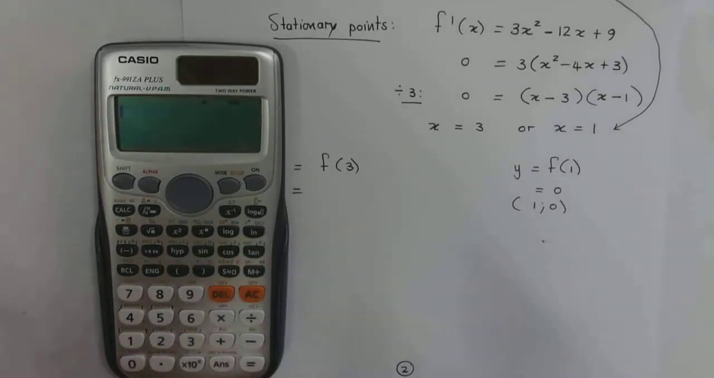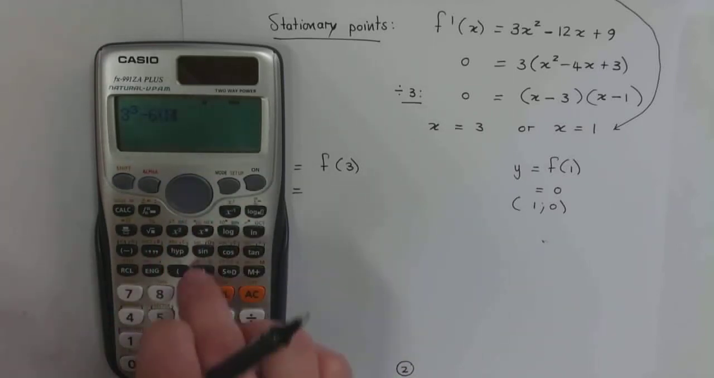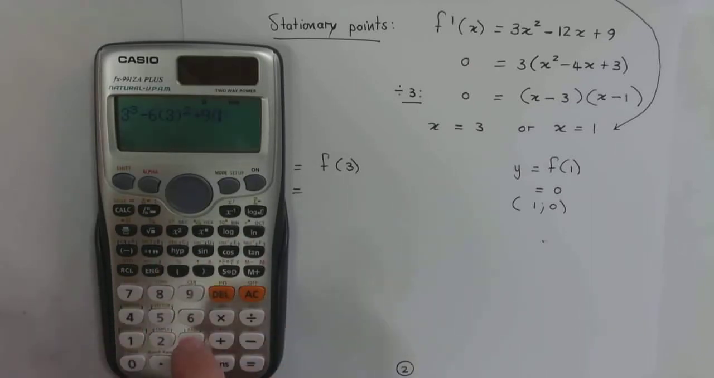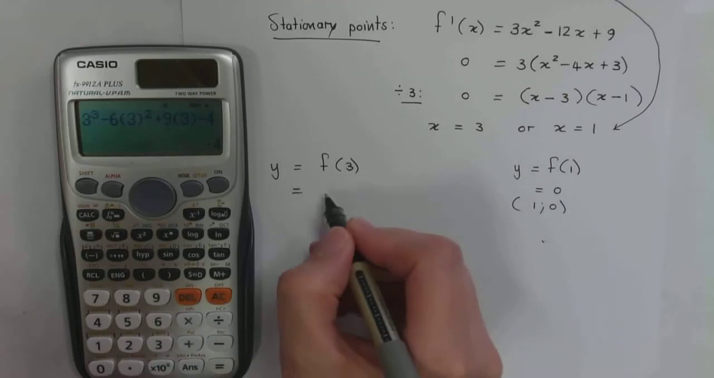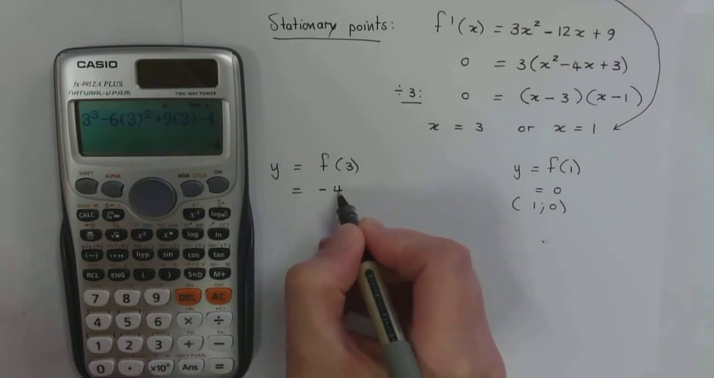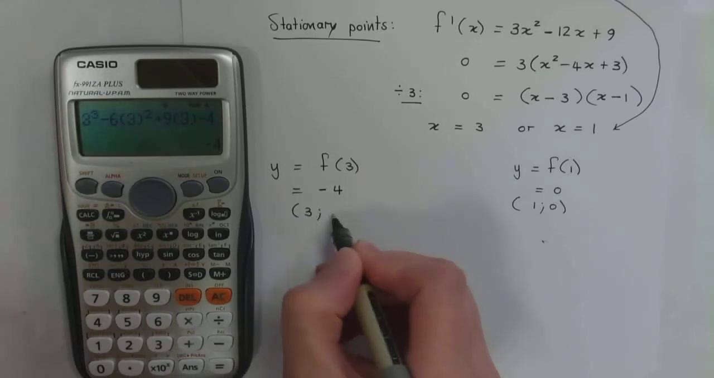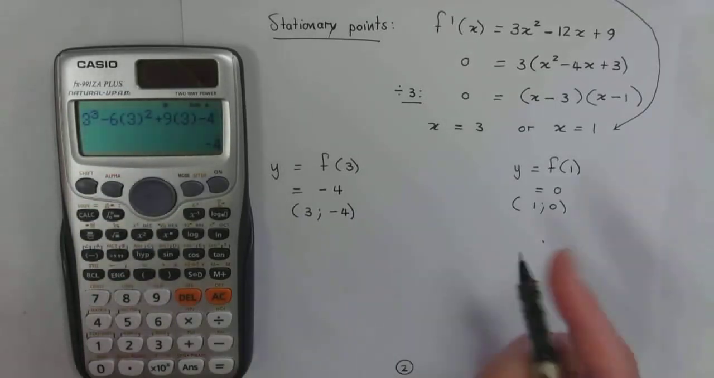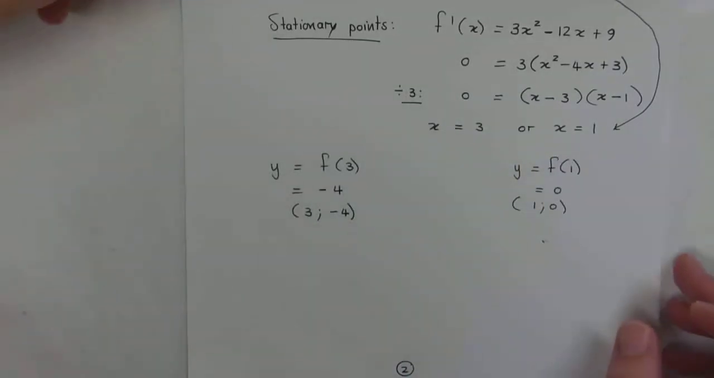So I'm going to sub in 3, and I'm going to say it's 3 to the power of 3 minus 6 times 3 squared plus 9 times 3 minus 4. There we go. And that is going to give me negative 4. So that's my other stationary point, and this stationary point is then the point (3, -4). There we go.